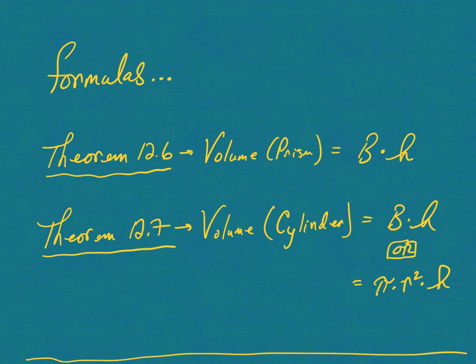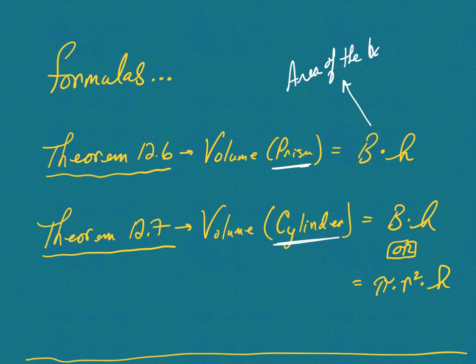And we're going to start with two shapes in this section. We'll start by looking at volumes of prisms, which we've defined earlier, and the volume of cylinders. Okay? Now, first one, theorem 12.6, the formula for the volume of a prism is B times H, where B is the area of the base, and H is the perpendicular height.